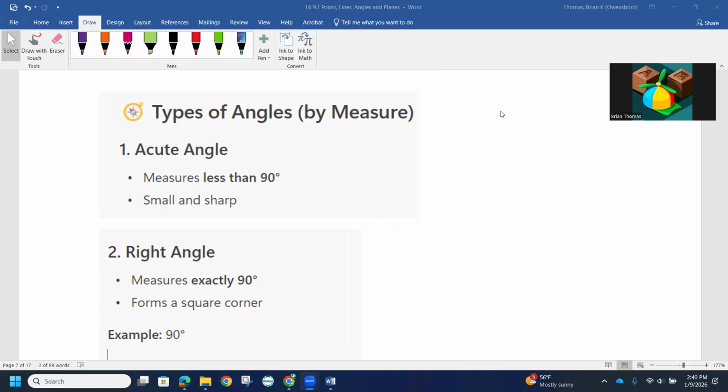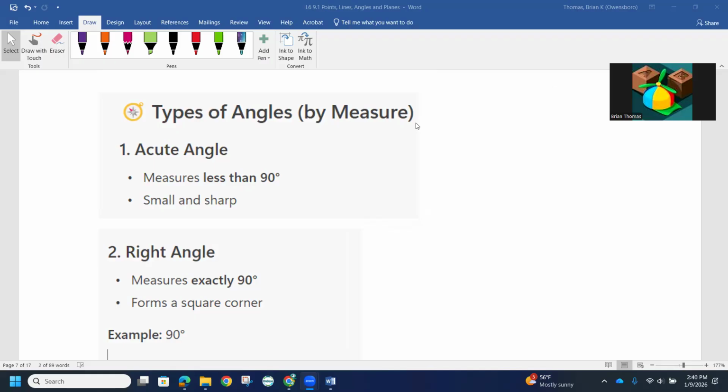Probably more vocabulary, and you may want to make note of these. So an acute angle measures less than 90 degrees. It's kind of small and sharp.